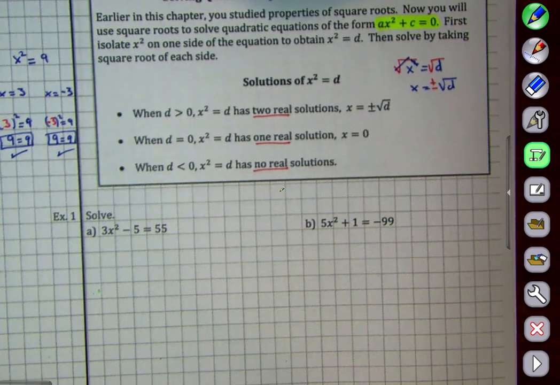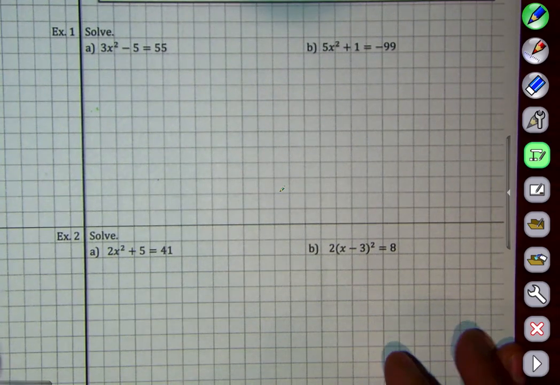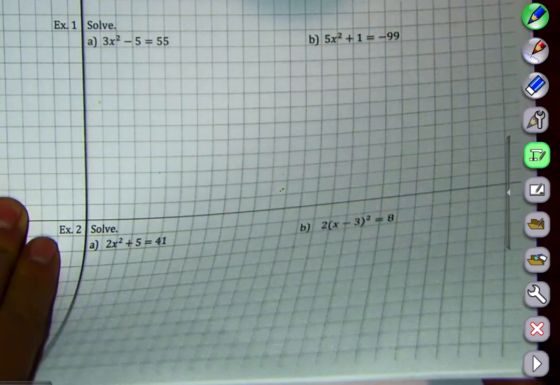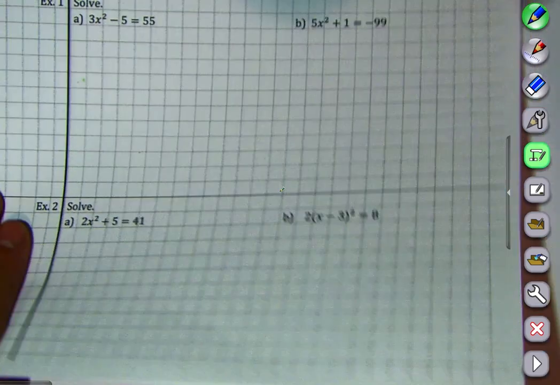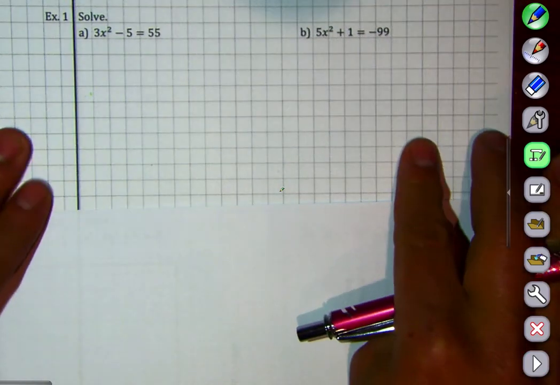So let's go through example number 1. Go ahead and copy it down. And then we'll continue to example number 2 in a bit. Go and pause it. Excellent.